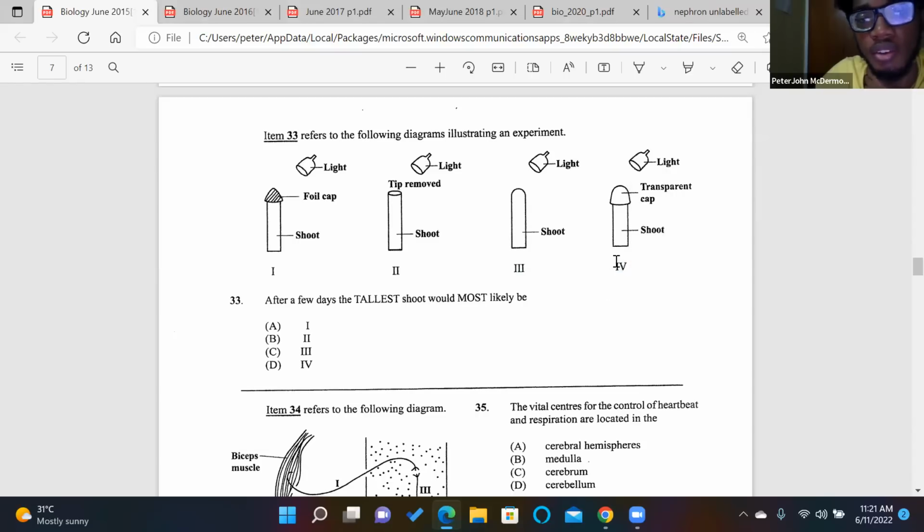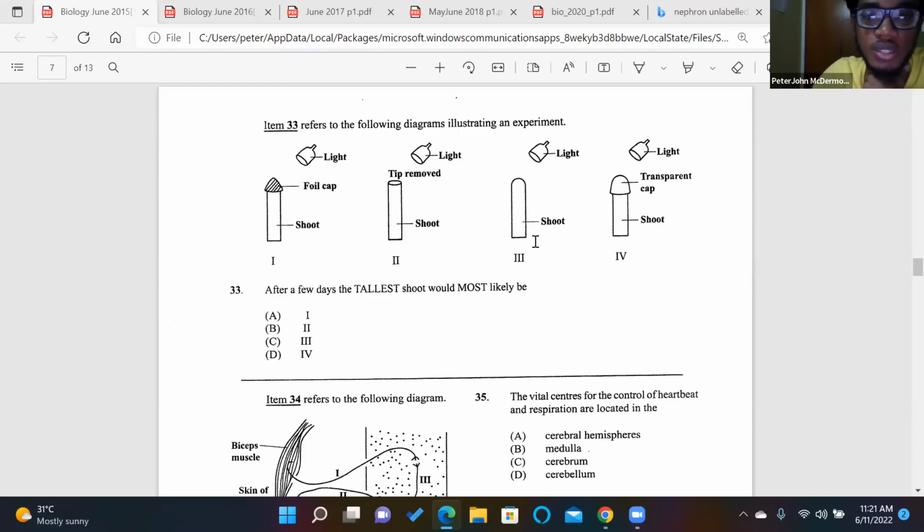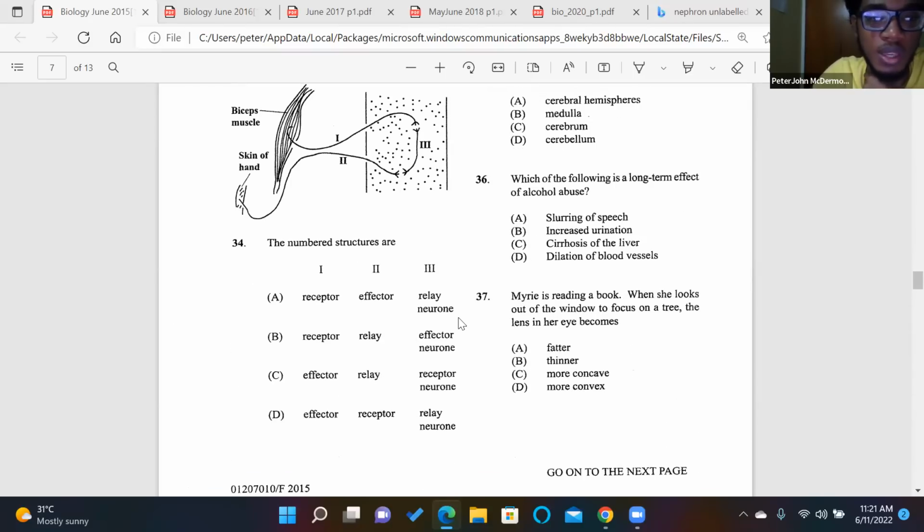Because the answer has to be either 3 or 4, because this one doesn't have light, this one doesn't have the tip. So what's the difference between 3 and 4? Anybody giving an answer? Oh, 2. I wouldn't say 2, because remember, growth occurs at the meristem, at the tip. So if the tip is removed, then growth... All right. So the difference between 3 and 4 is that 4 has a cap. 4 has a cap. So the growth might be restricted. So I'd say 3. Yeah.